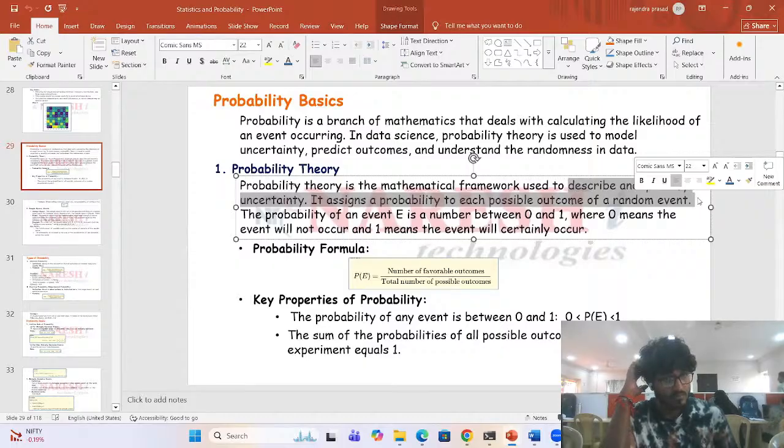Then what about a random experiment? Whenever you do an experiment, you know the outcome in prior. You get my point? Yes or no? That is called an experiment. What about a random experiment? Whenever you're conducting an experiment, you're not sure what the output is. You're not expecting what is going to become the output. That is known as a random experiment.